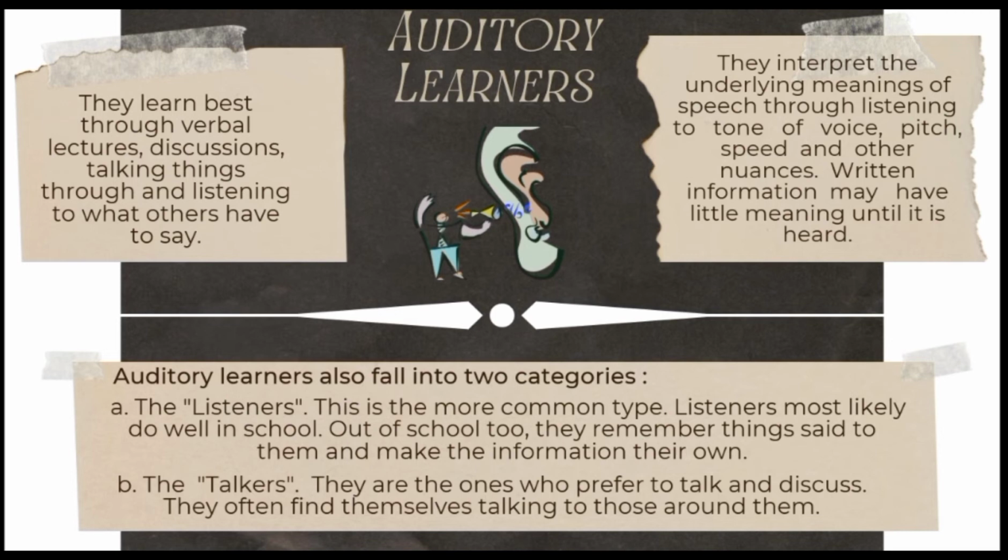Auditory learners also fall into two categories. The first one is the listeners. This is the more common type. Listeners are most likely to do well in school. Out of school too, they remember things said to them and make the information their own.